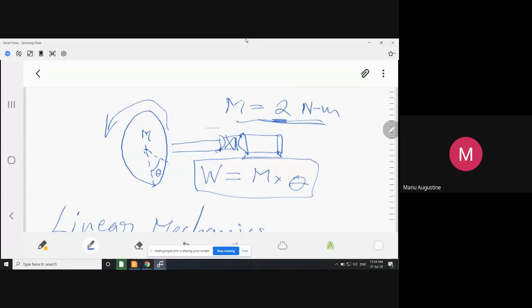What will be the work done by the moment applied by you when the motor has already caused the wheel to rotate in the clockwise or opposite direction by an angle theta? In this case, the work done will be minus of moment into theta. The same concept of reversal of direction of moment applies. If the moment's direction and the angular displacement direction are opposite to each other, then the work done has to be taken as negative.